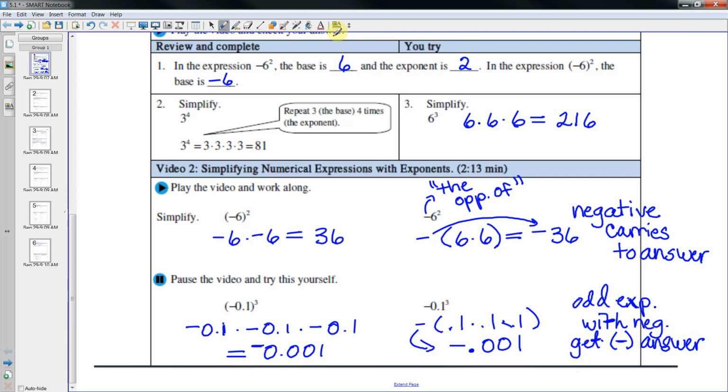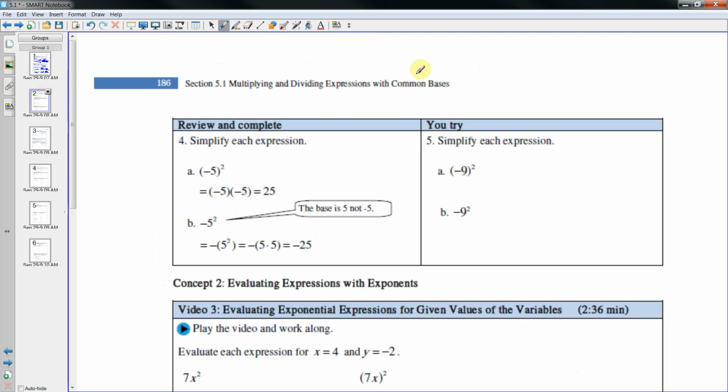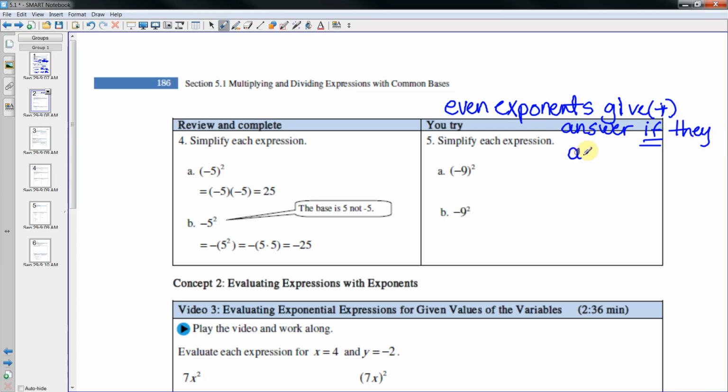Okay? And then we'll learn about even exponents. I'll do that on the next page. Even exponents give a positive answer if they are in parentheses. So the parentheses makes a big difference.